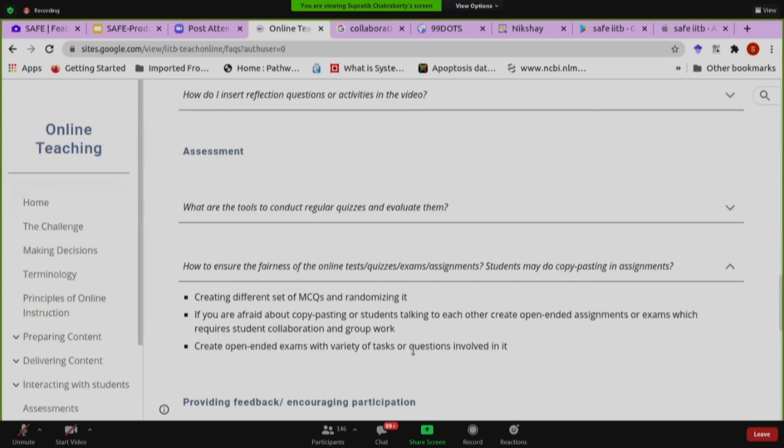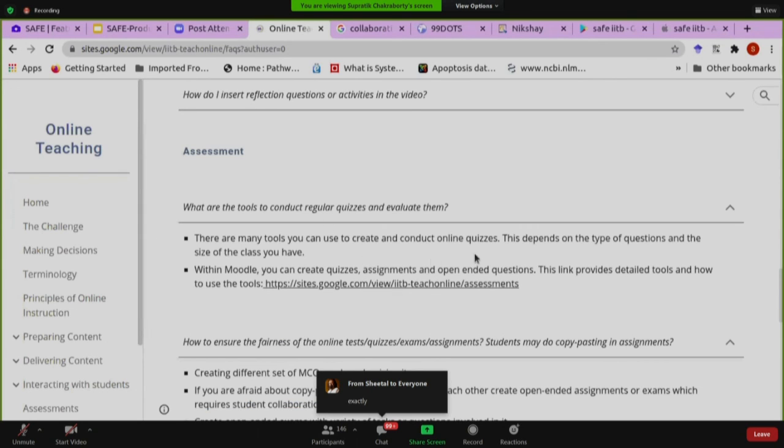Having said all of that, let us also confess that there is absolutely no technique which is completely fail proof. After all, if your student is a very serious hacker, he or she may be able to bypass whatever facilities we are trying to build to prevent unfairness in online tests, quizzes, etc. So there is nothing which is absolutely 100% foolproof, but we can definitely raise the bar. We can make it more and more difficult for students to adopt unfair means by using all of these. Then, some tools to conduct regular quizzes. I think we have already talked about these.